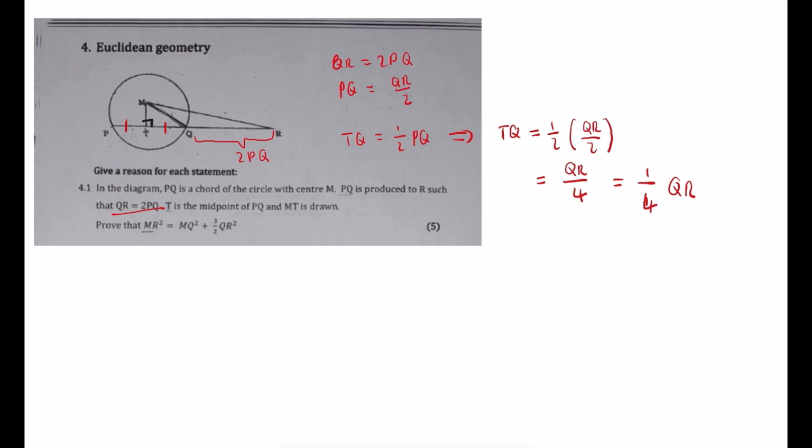So that means that if I have my TQ as 1 over 4 QR and I have QR over here, it means that I can express the whole line TR in terms of QR, because it's going to be 1 over 4 QR plus QR. And now that's one step of the solution. So now let's continue with the problem until we get stuck.